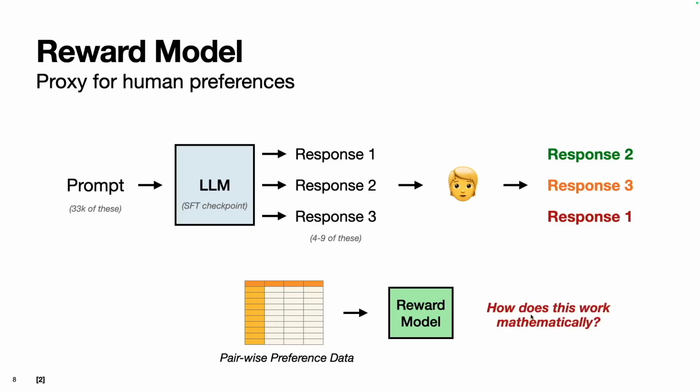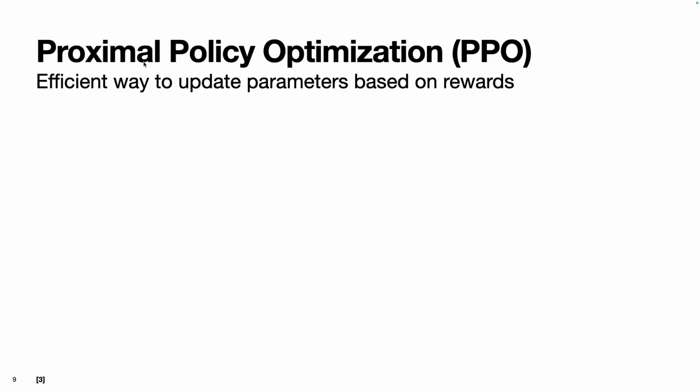But the question is, how does this work mathematically? So we have this reward model that is able to generate a score of the quality of a given response, but how can we use this number to actually update the model parameters? OpenAI used this reinforcement learning approach called Proximal Policy Optimization. And while there are a lot of details here, the basic thing to know is that PPO is an efficient way to update parameters based on rewards.